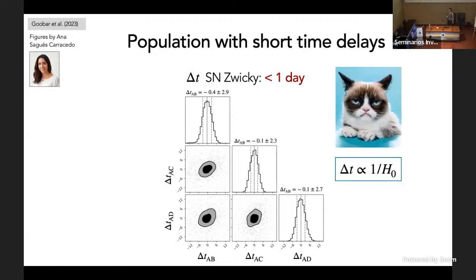But it's also quite inconvenient because if we want to use supernova Zwicky to determine the Hubble constant, then we need to have a measurement of the time delay, which scales inversely with the Hubble constant.